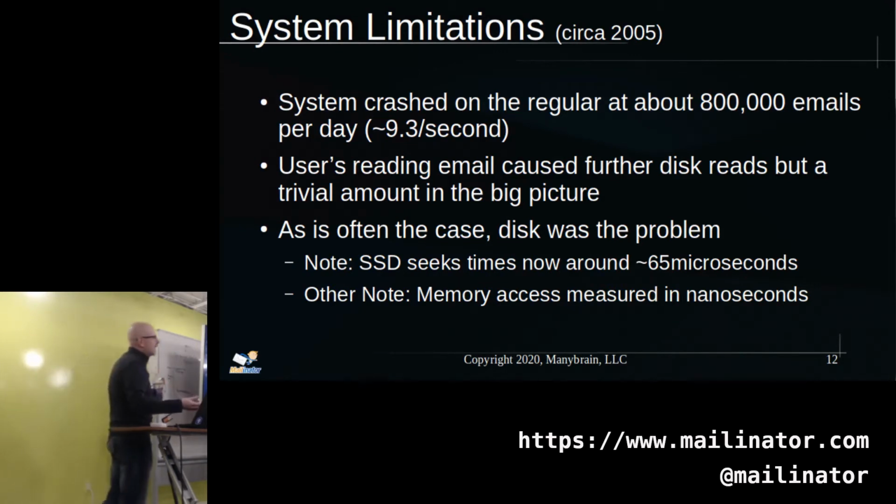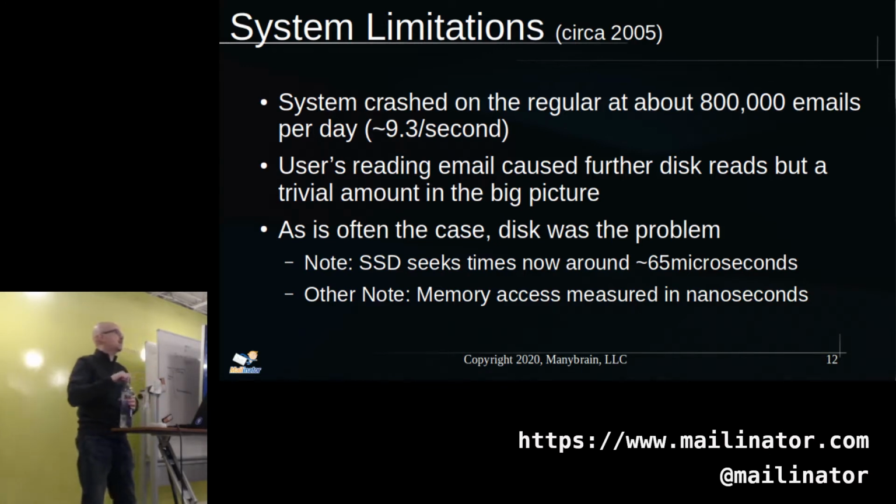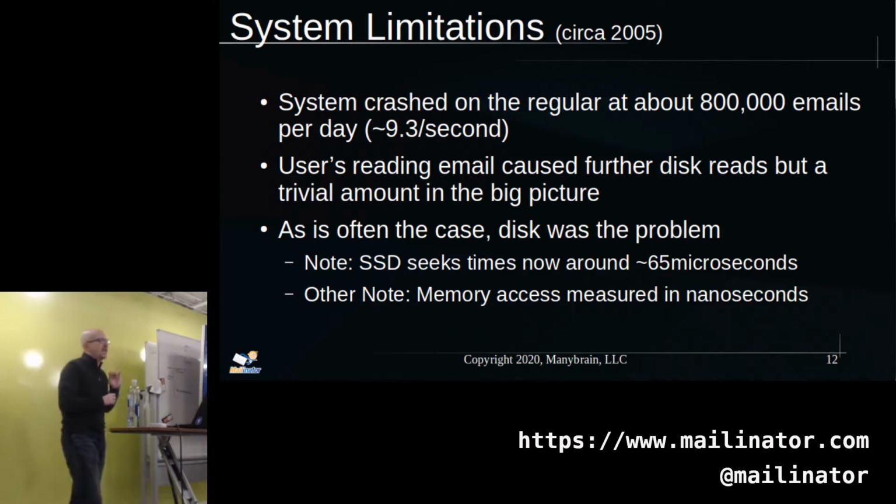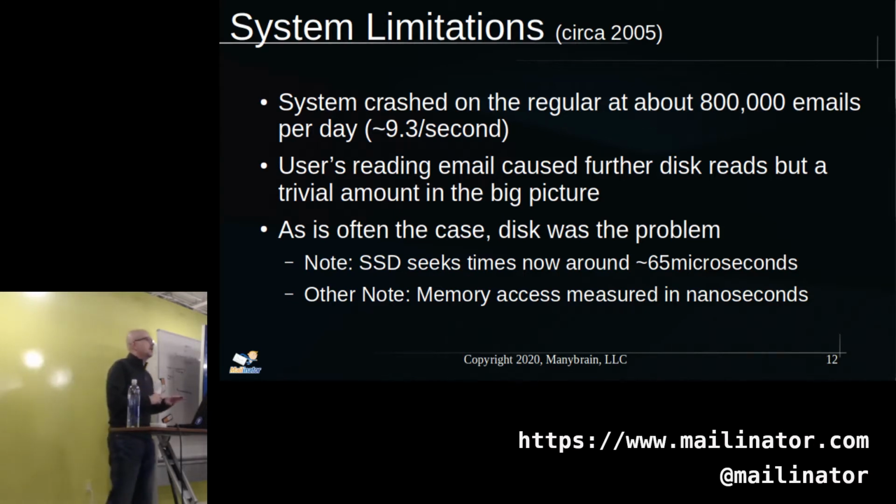So the system went on, and it worked like this for a good year or 2 or 3, and eventually it started crashing at about 800,000 emails. Today, that's about 9.3 emails per second, and it started crashing on the regular. One thing you'll notice as a theme in here is user activity. We get about 40,000 users a day. Their activity is irrelevant. Compared to the incoming and outgoing email, their activity puts no load on this system, okay? So we'll just keep that in mind as we go.